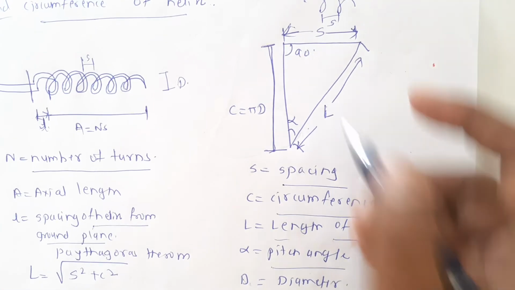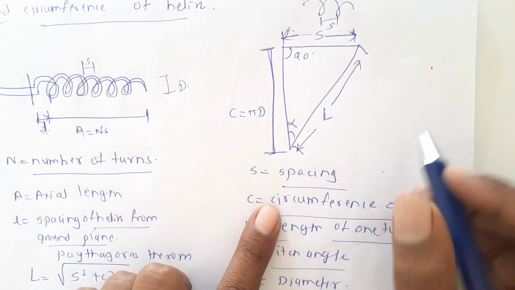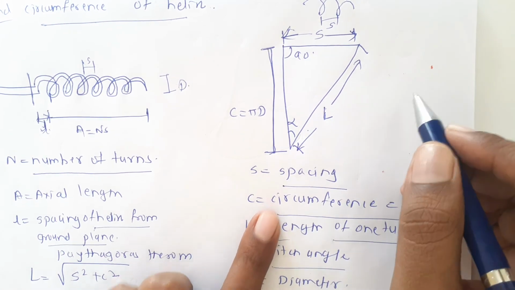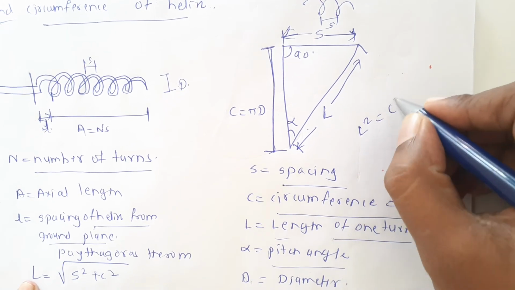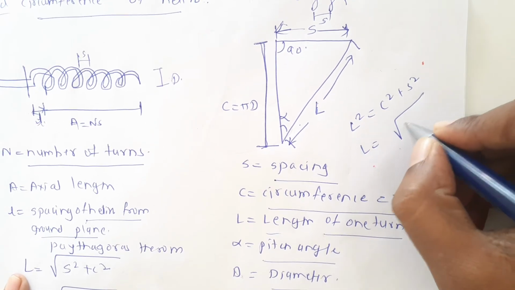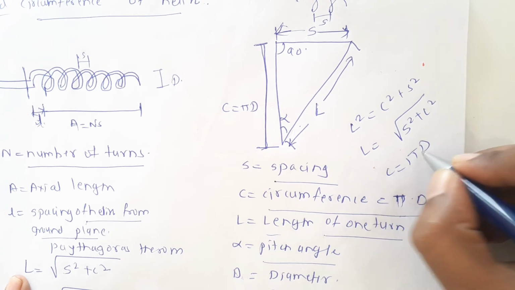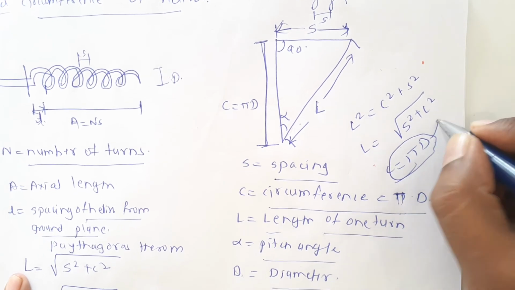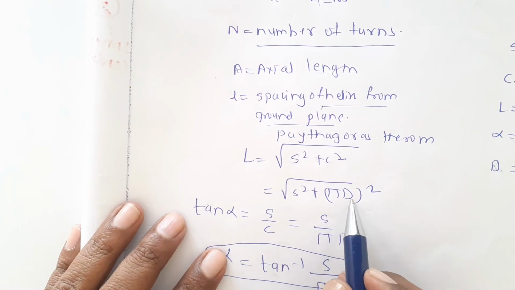Afterwards, for this one we have to apply the Pythagoras theorem. So these two sides equal this side. So L squared equals C squared plus S squared. So L equals the square root of S squared plus C squared, but C equals pi times D. So we will put C equal to pi D here. We will observe these equations.